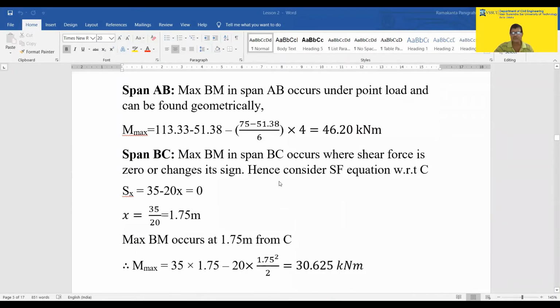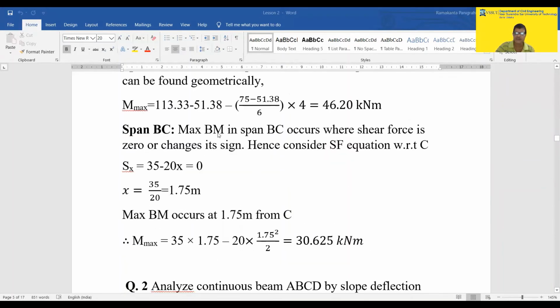The maximum bending moment in span BC occurs where the shear force is 0. So put the shear force equation equal to 0. What is the equation here? I see here it is RC or VC, whatever you say, and there is a UDL. Somewhere the shear force is equal to 0, so let the distance be x. So RC minus W into x is equal to 0. W is 20, RC is 35, so x is 1.75 meter.